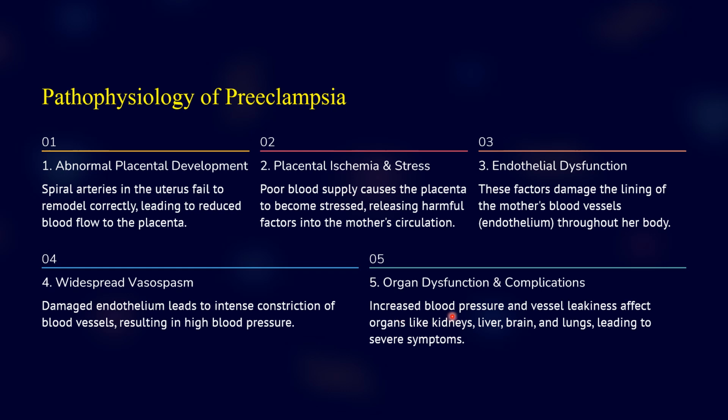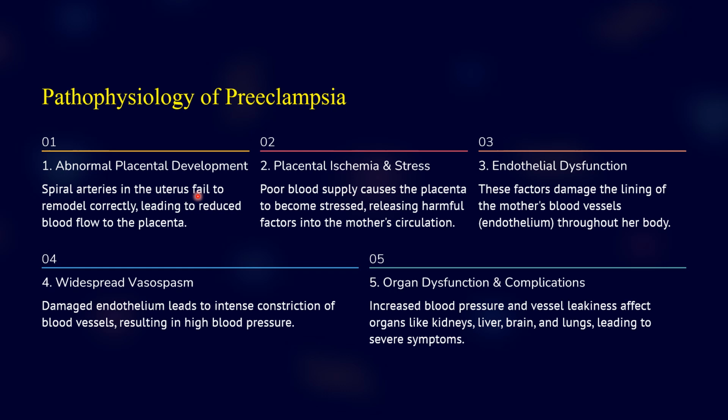Increased blood pressure and vessel leakiness affect the organs. Kidney, that is why there is low urine output. Liver, that is why you have epigastric pain. Brain, you have convulsion and there can be bleeding in the brain. And lungs, there is edema, so the mother will have breathing difficulty, leading to severe symptoms.